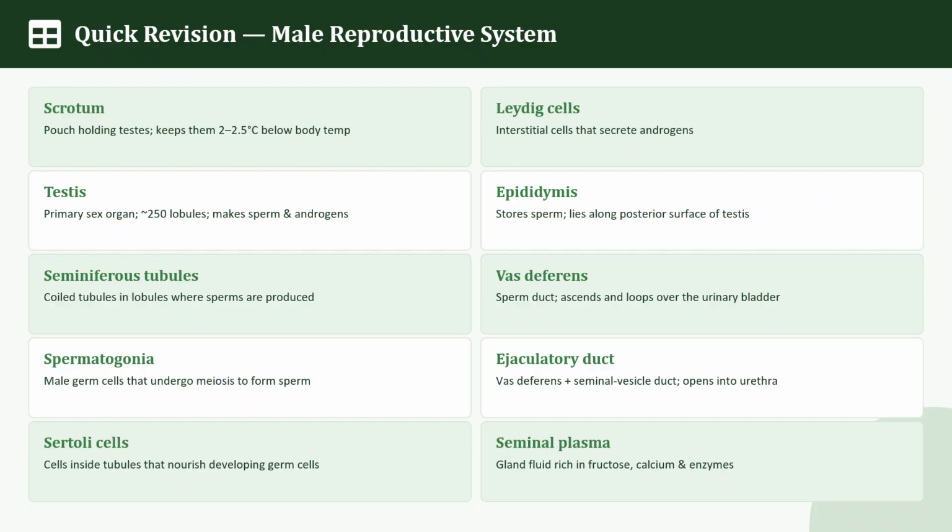So let's have a quick revision, children. The scrotum keeps the testis cooler for sperm production. The testis produces sperm and testosterone. The seminiferous tubules are the site of spermatogenesis. Spermatogonia are male germ cells. Sertoli cells provide nourishment to developing sperm. Leydig cells produce testosterone. The epididymis stores and matures sperm. The vas deferens transports the sperm, the ejaculatory duct carries the sperm into the urethra, and seminal plasma nourishes and protects the sperm.